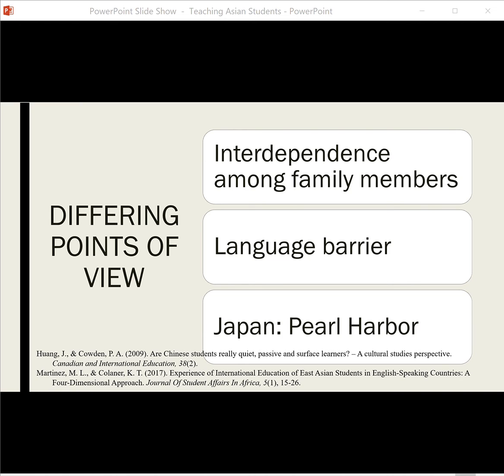intellectual than they are. And I put Pearl Harbor here again because we're still going to look at these Japanese students as aggressive and uncontrollable, even though it might even be their culture to be that way, but we're still looking at these students differently.